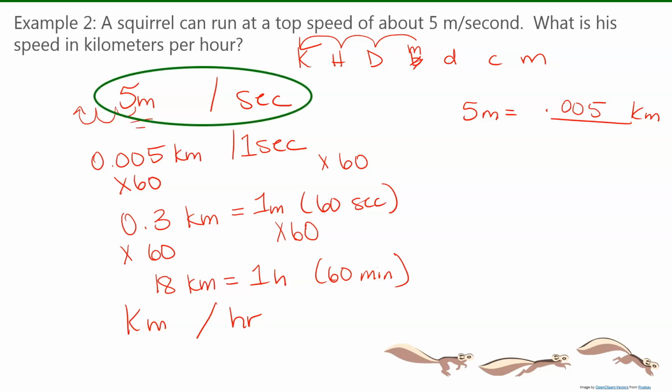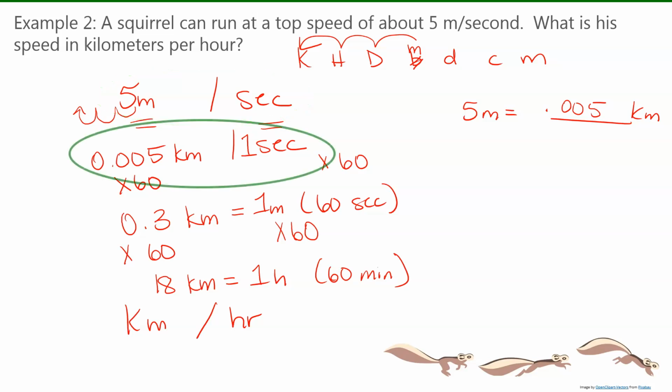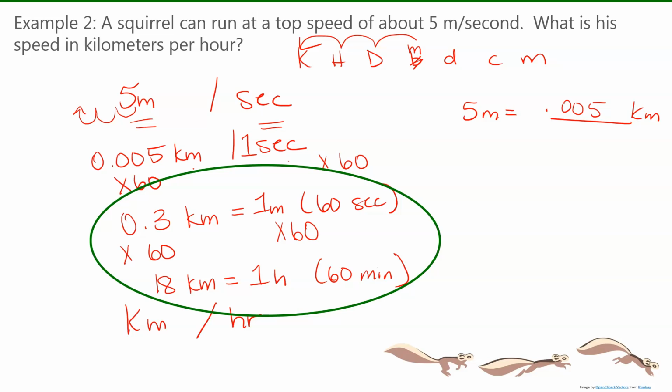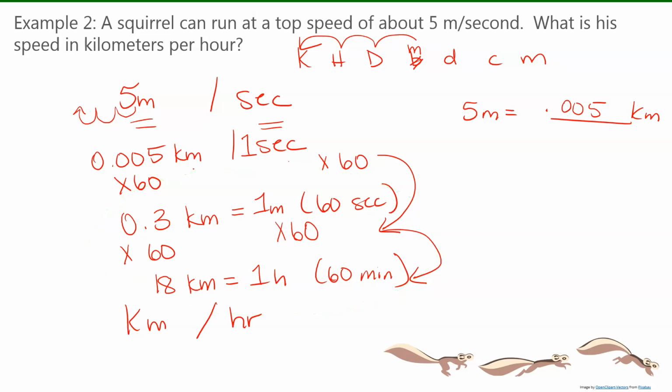So we started at 5 meters per second. We had to change it into kilometers per second. And then we had to change our seconds into hours. So I'd multiply by 60 to get 1 minute. And then I'd multiply by 60 again to get 1 hour. So the squirrel, if he can run at a top speed of 5 meters per second, his speed in kilometers per hour is 18 kilometers in 1 hour.